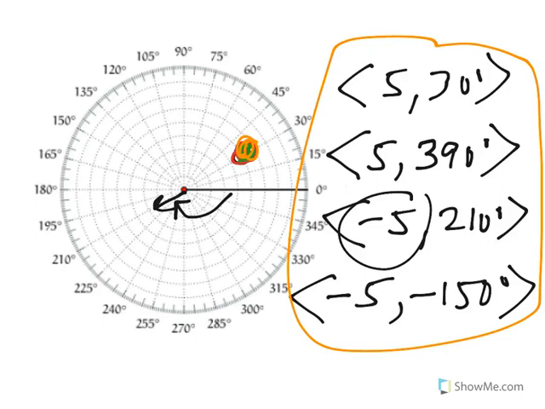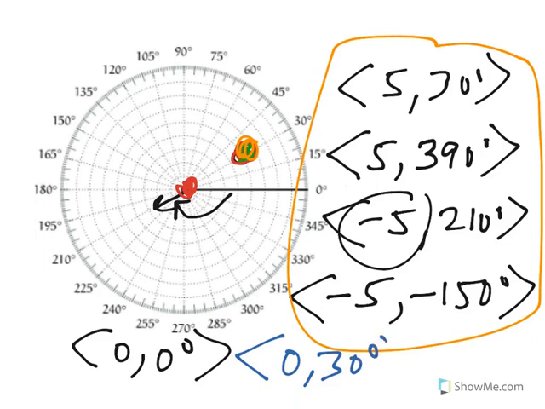Now, if I take something like 0, 0, I end up right here in the center. It's called the pole. But if I do 0, 30 degrees, so I turn 30 degrees, but I walk 0 units, I end up there also. So this is extra confusing because no matter what the other number is, the angle, if the R value is 0, it's going to be located there at the pole.